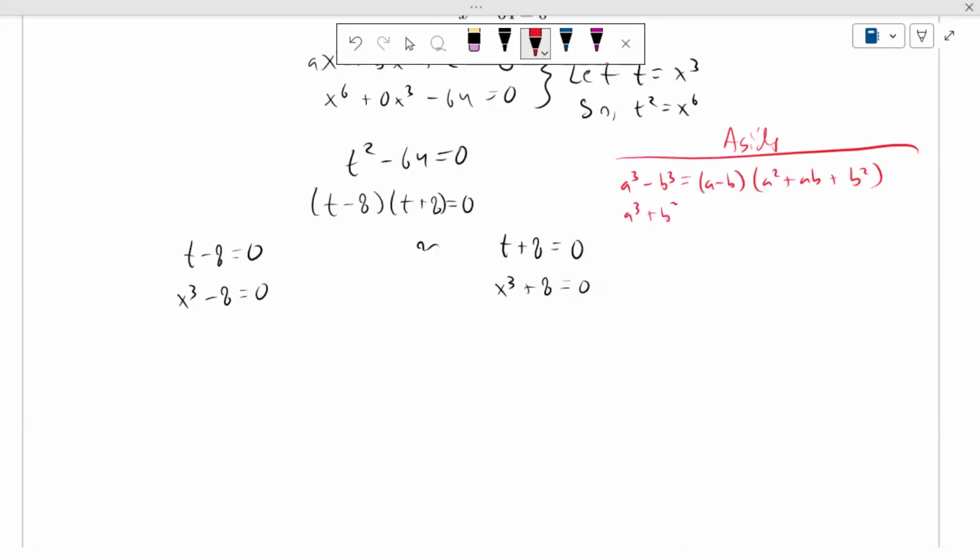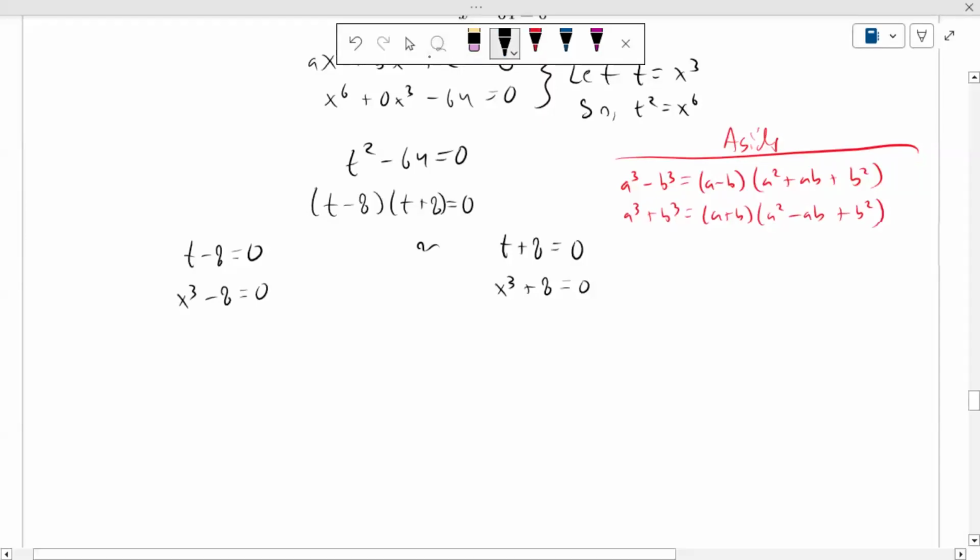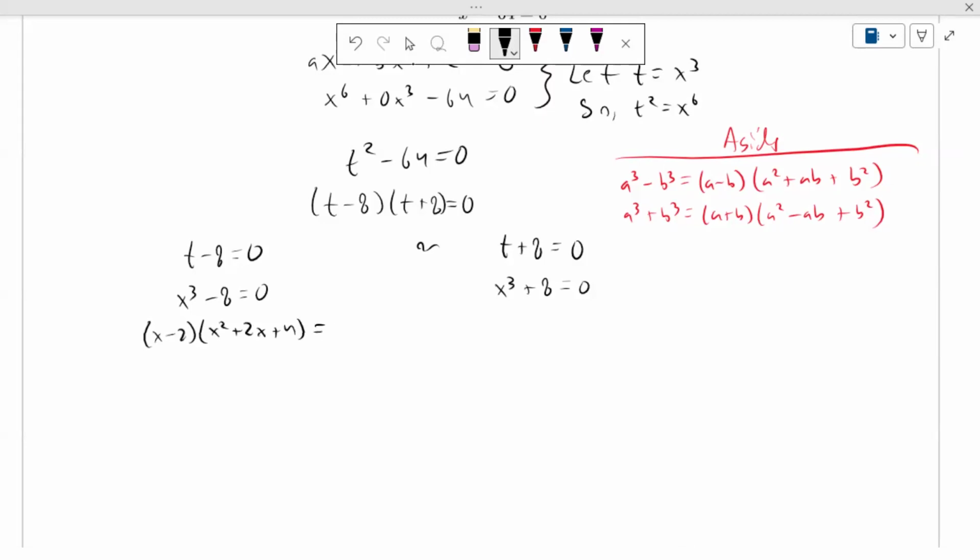A cubed plus b cubed factors as a plus b times a squared minus ab plus b squared. Okay, fair enough. So we're going to get pretty similar factorizations here. We have x cubed minus 8. So a would be equal to x, right? B would be whatever the cube root of 8 is, which would just be 2. So this is going to factor as x minus 2 times x squared plus 2x plus 4, and that's going to be equal to 0.